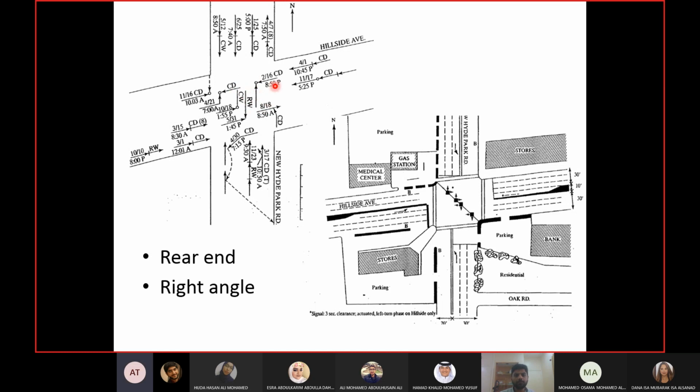See this. This driver, let's say, is already in the intersection and this driver receives the green. So he has to come. When he comes, he finds this driver and they have a right angle accident. Okay, this is a common thing in all of them.